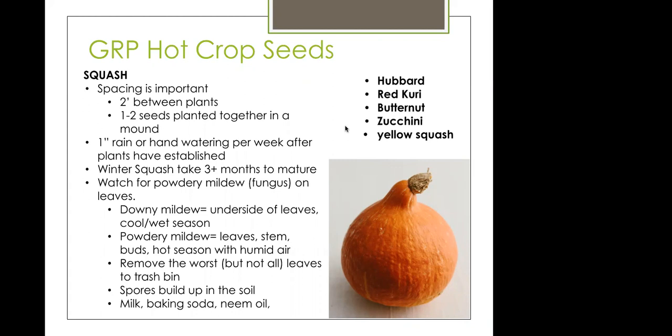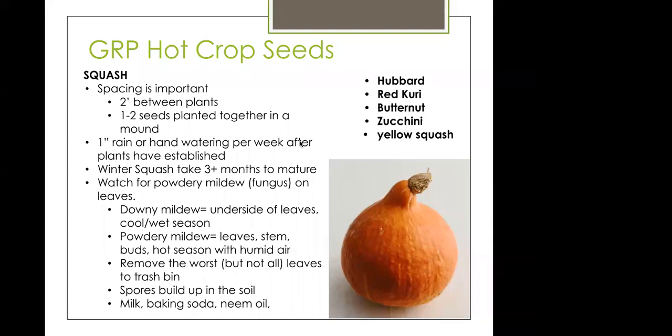With squash, they don't need to go through a curing process. We'll talk about that with tomatoes. Once they're fully developed, they're ready for storing. And with winter squash, once you wait until October, November, those seeds are ready to go as well.